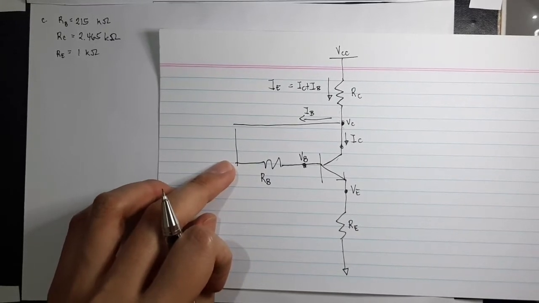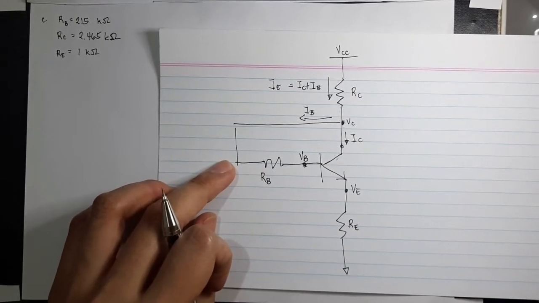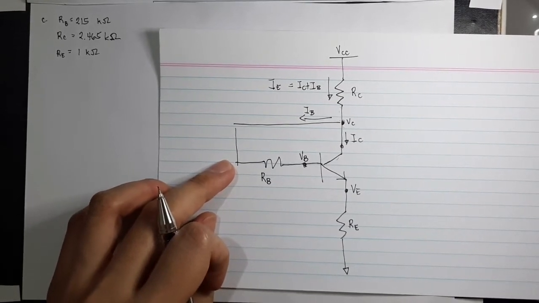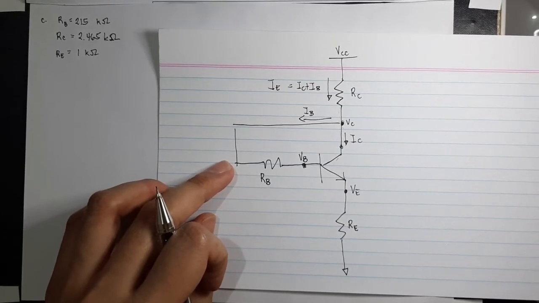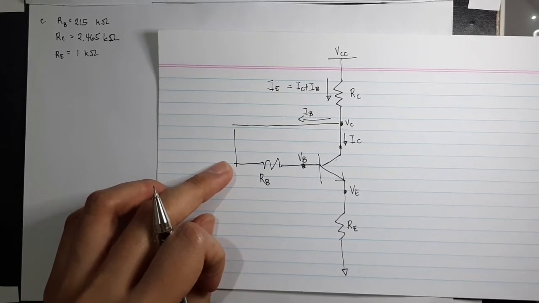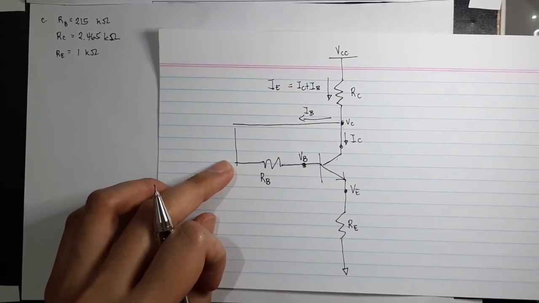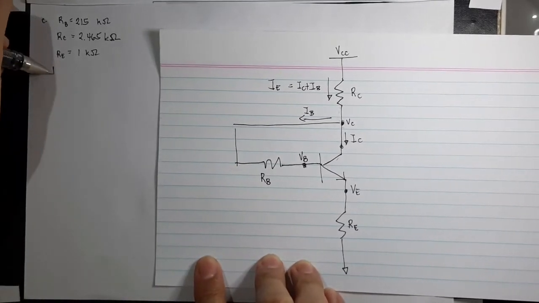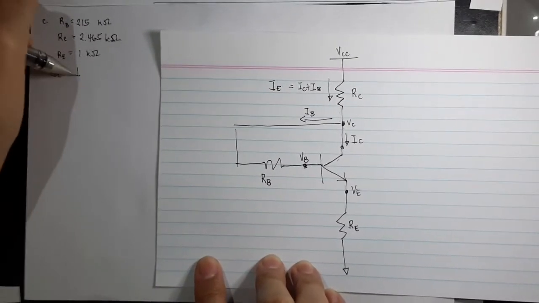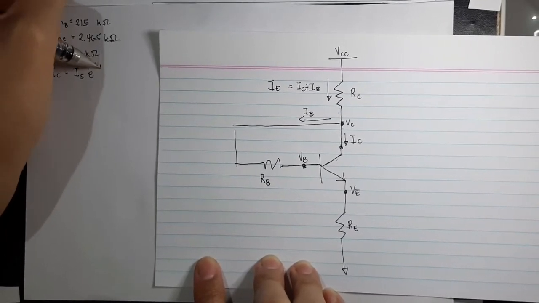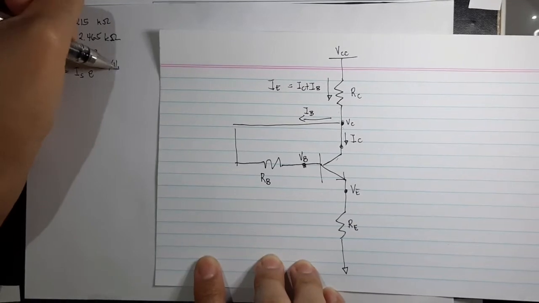For letter C, using the resistor values in A and RE equals 1 kilo ohm, beta equals 100, we want to know the real value of VBE at temperature equals 300 Kelvin. So solve for VBE, IC, and VCE and state all assumptions. For this problem, we are going to use the equation IC equals IS e raised to VBE over VD.